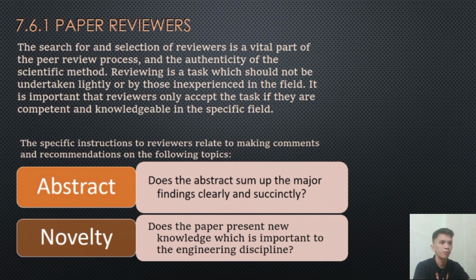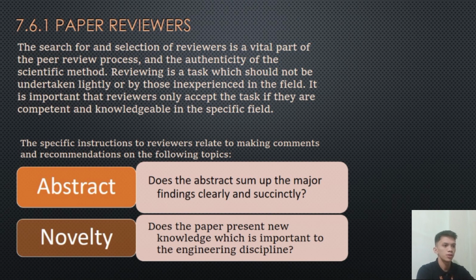7.6.1 Paper Reviewers. The search for and selection of reviewers is a vital part of the peer review process and the authenticity of the scientific method. Reviewing is a task which should not be undertaken lightly or by those inexperienced in the field. It is important that reviewers only accept the task if they are competent and knowledgeable in the specific field. The specific instructions to reviewers relate to making comments and recommendations on the following topics.